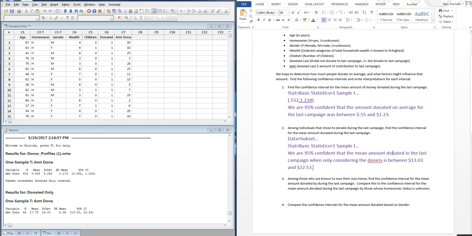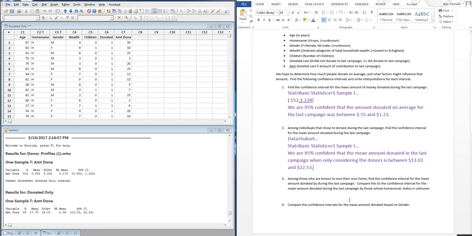So if you were a little worried about how there's not a big difference between these two, you could say amount donated on average for the last campaign was between such and such, when considering all individuals contacted. That way it's clear that I included a bunch of zeros in the other one. So there's that. Okay, let's look at number 3.